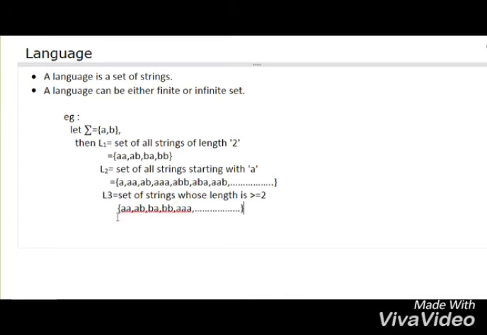Here each string has a length. These strings are having the length 2, and the total set is having the strings whose length is greater than or equal to 2. If you see the language L3, it should contain all the strings whose length is greater than or equal to 2. You can take the other example, L4.